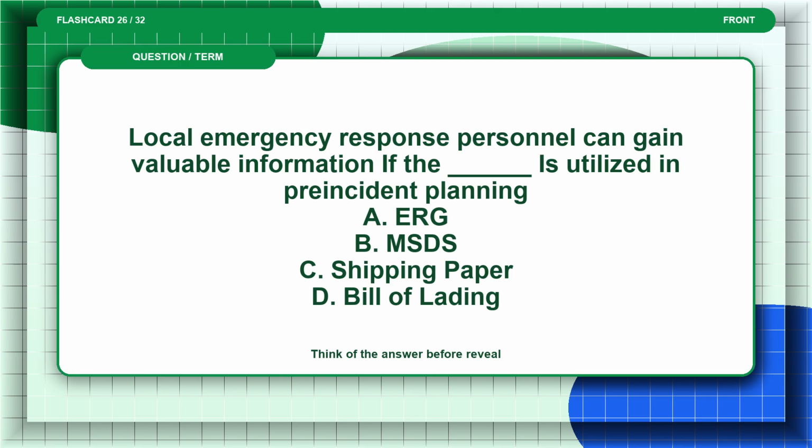Flashcard 26. Local emergency response personnel can gain valuable information if the blank is utilized in pre-incident planning. A. ERG, B. MSDS, C. Shipping paper, D. Bill of lading. Think of the answer before the reveal.